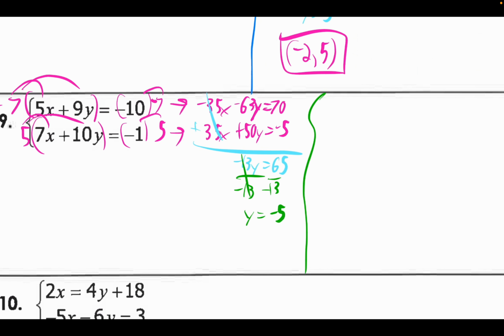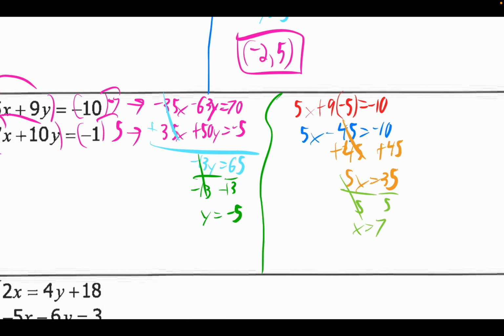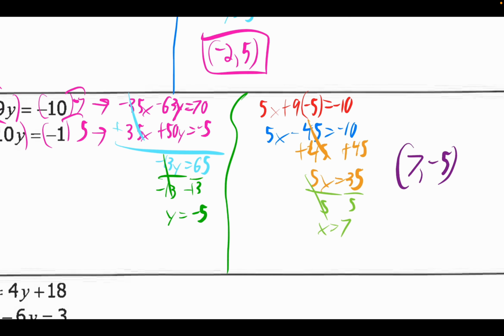And so now as I plug this back in to any equation, I'll pick the top one, I suppose. 5x plus 9 times -5 equals -10. If you pick the bottom equation, cool. 5x minus 45 equals -10. Add 45 to both sides, and I get 5x equals 35. So now I divide both sides by 5, and x equals 7, which gives me my answer of 7, -5.